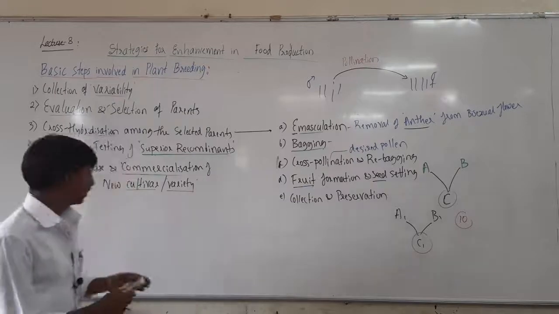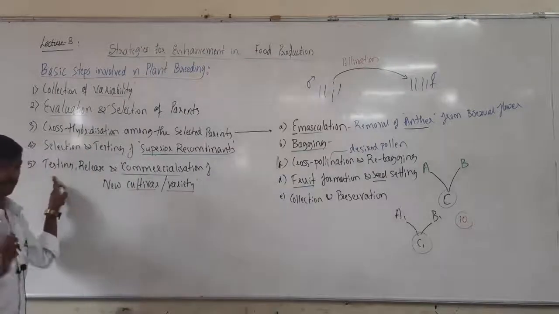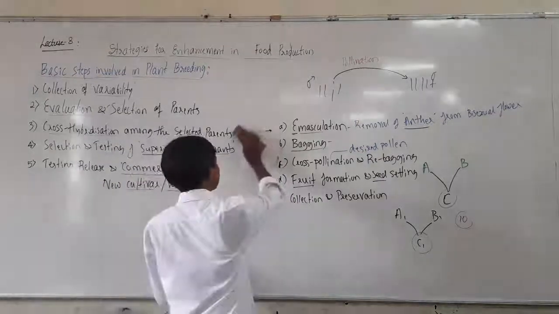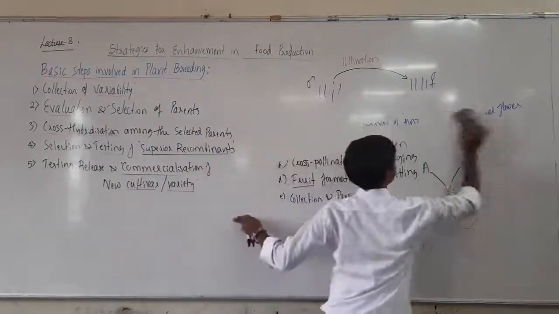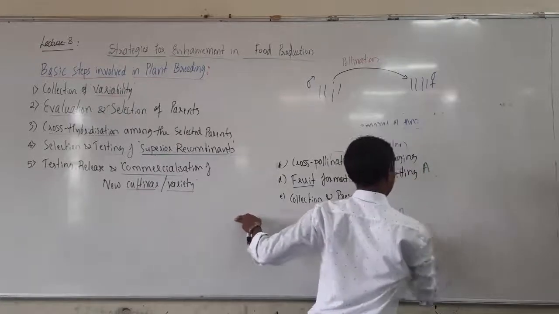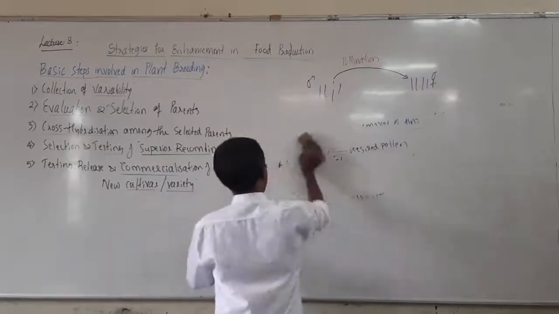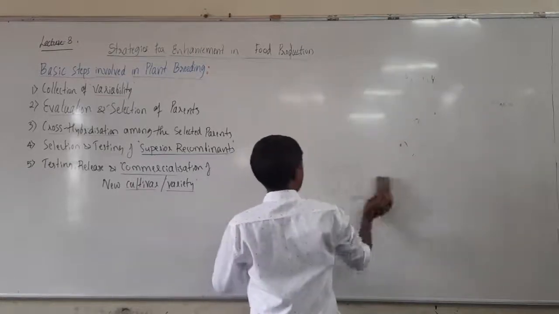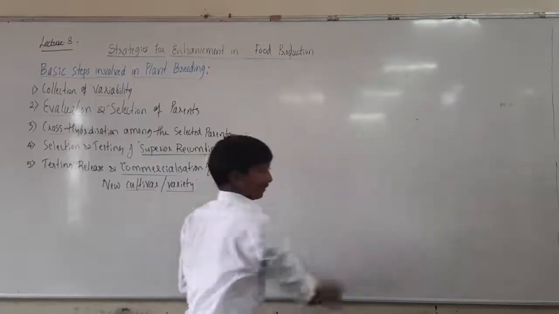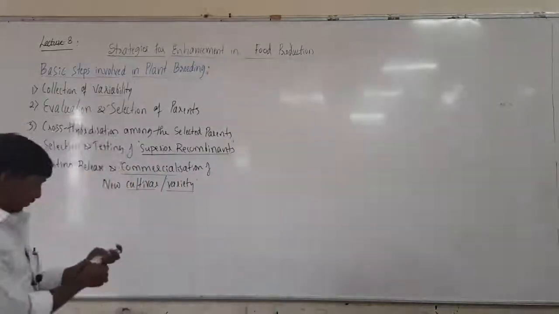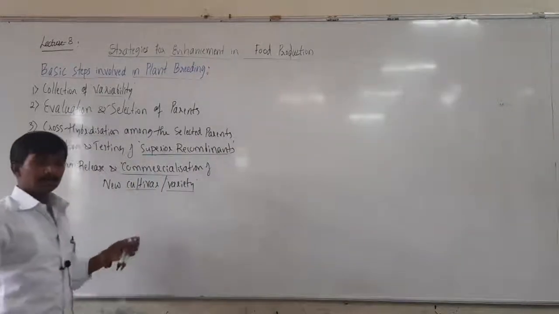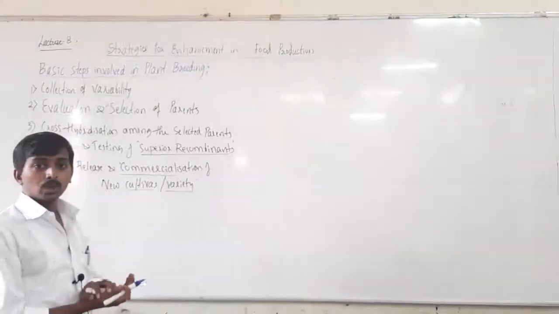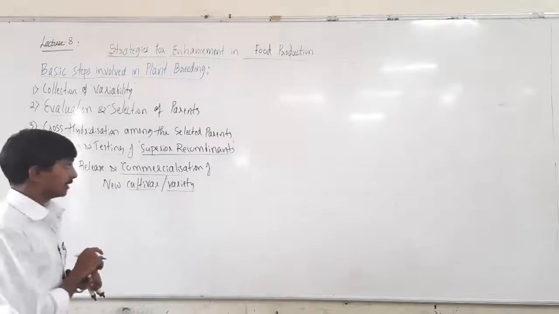But for that, testing is very important. Then how is this testing done? You should know what the criteria are, what characters are observed during the testing. So we all know that the main aim of plant breeding is to increase the yield.